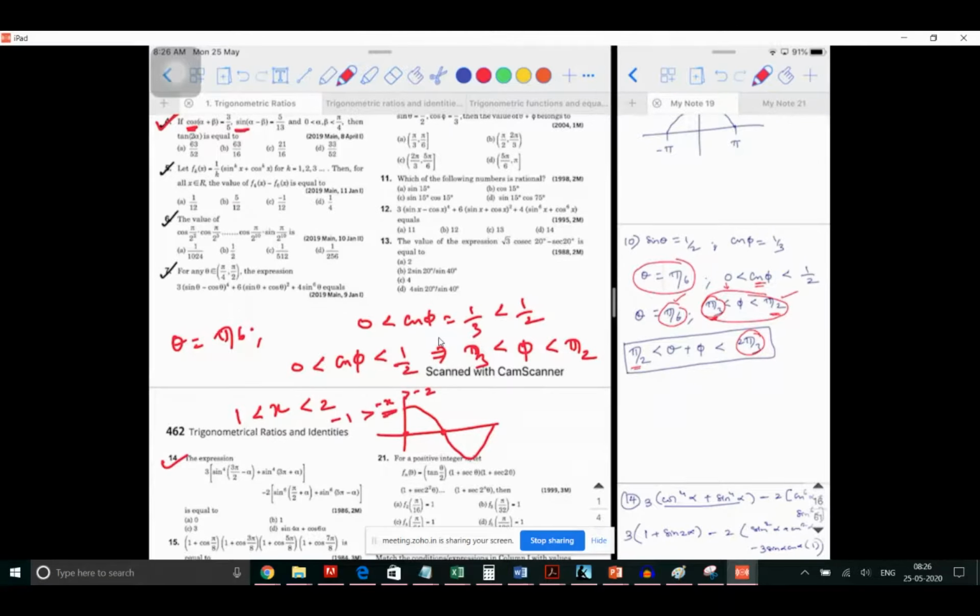Sir, 0 to pi by 2. No, 1 second. You're able to see the graph, right? See, this value is pi by 2. This is going to be pi. From 0 to pi, it is decreasing. From pi to 2 pi, it will be increasing. Since according to this question, this is falling in the first quadrant, there it is going to be a decreasing function. That is what I'm trying to say.